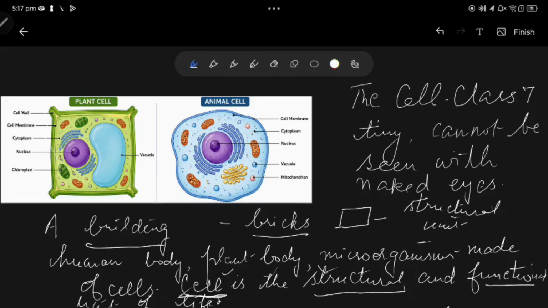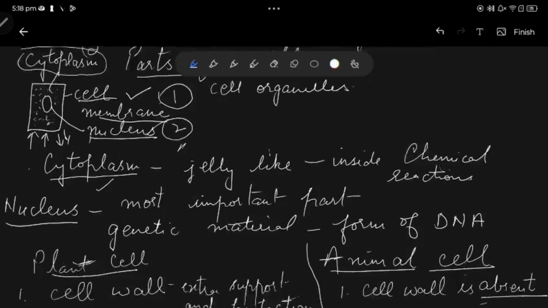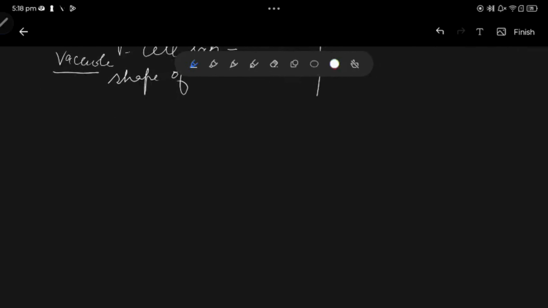You can see in this plant cell, there is a big central vacuole here. See, this is a big vacuole. But in this animal cell, the vacuoles are very small. This is a small vacuole. This is a small vacuole. So I hope the differences between plant cells and animal cells are well understood now.